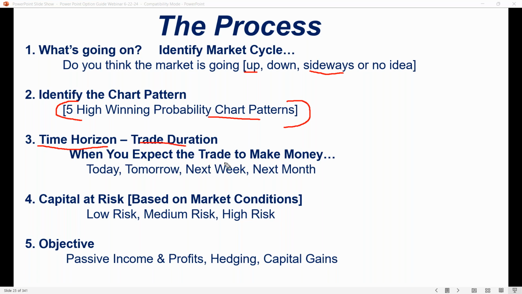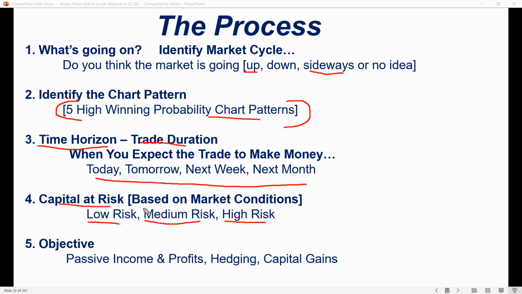When do you expect that trade to make money? Do you think this is going to be a trade that can make money tomorrow, or is it going to be a trade that you need to hold on a longer-term basis, maybe a week, 2 weeks, maybe even months? So you need to understand your trade duration. And then 4 is, what is your capital at risk? Based on the market condition, you're going to assess and quantify it. Are you in a low risk environment, medium risk, or really high risk?